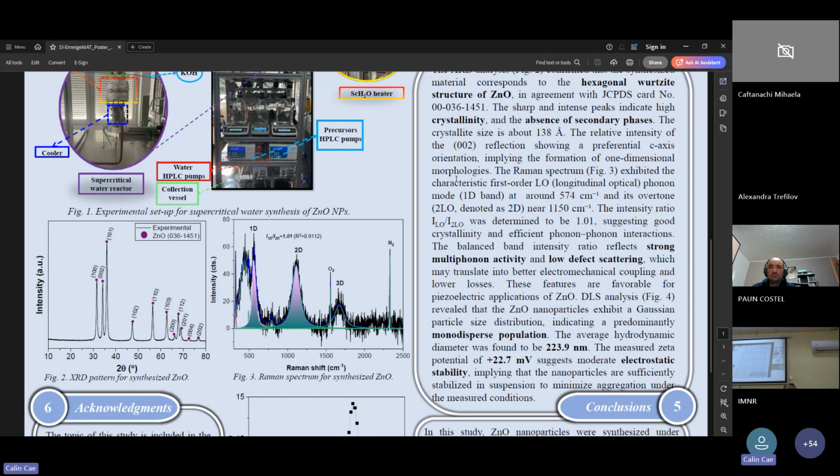I think the microphone stopped when I started the characterization part, which was done by X-ray diffraction that confirmed the formation of a pure hexagonal wurtzite structure of zinc oxide with high crystallinity and preferential growth on the c-axis. Raman spectroscopy showed a strong phonon coupling and low defect scattering that can be translated into better electromechanical coupling and lower losses, features that are favorable for piezoelectric applications.